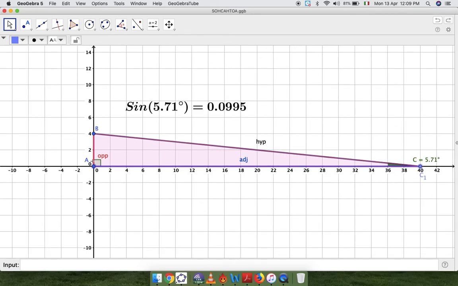The opposite side is still 4, right? But look how long the hypotenuse is now. The hypotenuse is really long. So this small number makes sense because, so 5.71 degrees, what is the sine of 5.71 degrees?